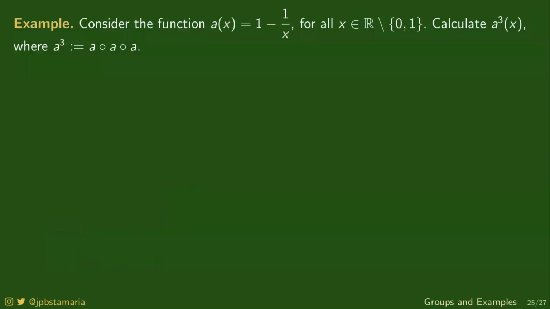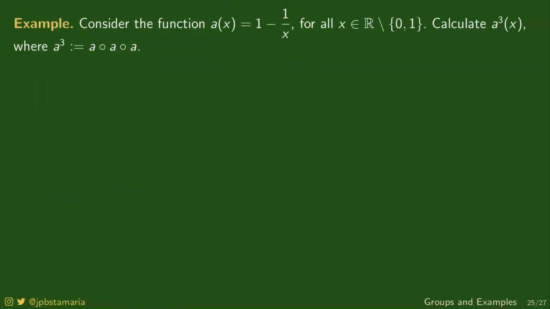Just for fun, consider the function a of x, 1 minus 1 over x, for all x different from 0 and 1. Kaya ko lang naman in-exclude yung 0 at 1 para maging bijective ito. Bijection yan. Nakita nyo na dati yung 6 na functions. Isa to dun sa 6 na functions. Calculate a cube of x where a cube is a, circle a, circle a. So pag sinabing a cube of x, tatlong compositions ng a yan.